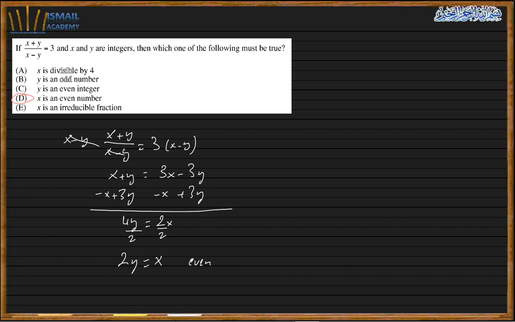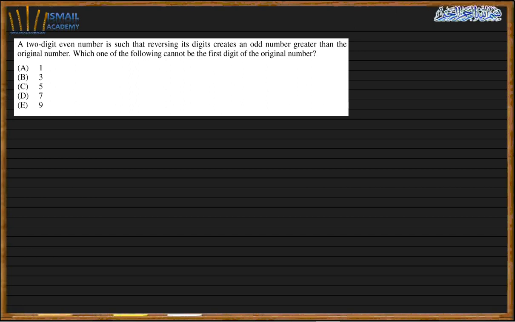Next, a two-digit even number is such that reversing its digits creates an odd number greater than the original one. So this is the idea. I have a two-digit number, xy, and that number is even. So if I flip or reverse the order, I will have yx, and this is greater than xy. Now, which one of the following cannot be the first digit of the original number?